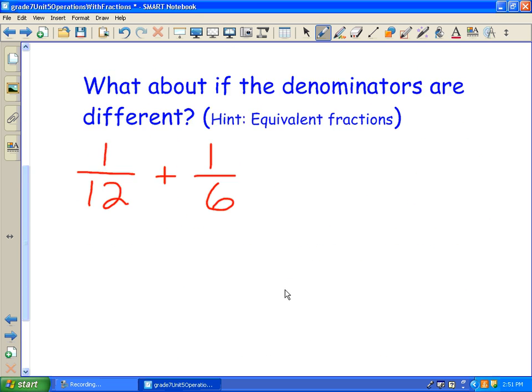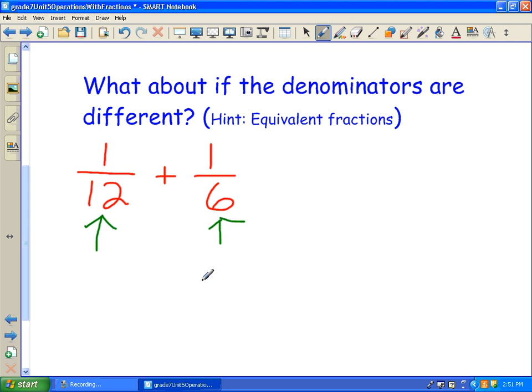But what if the denominators are different like this? The easiest way to do it is to determine the common multiples. So let's look at this one here. We're going to try to find the lowest common multiple if we can. In other words, the same number that will go into both of these. Okay? So let's try this one here.